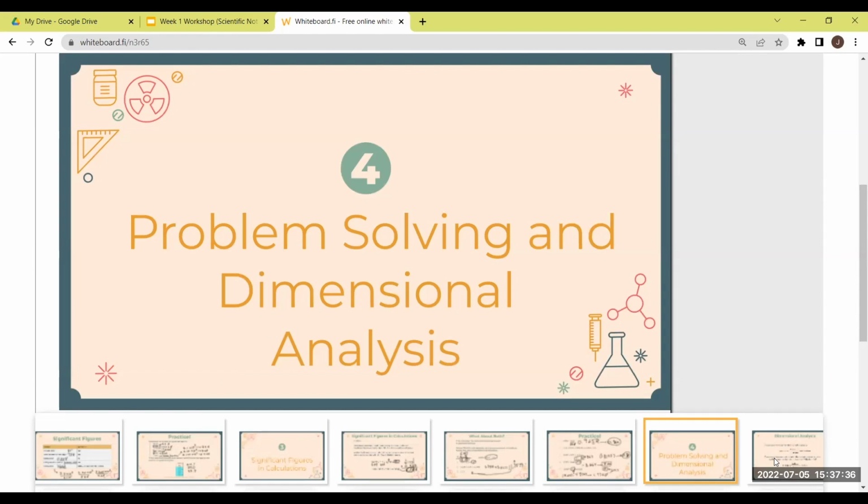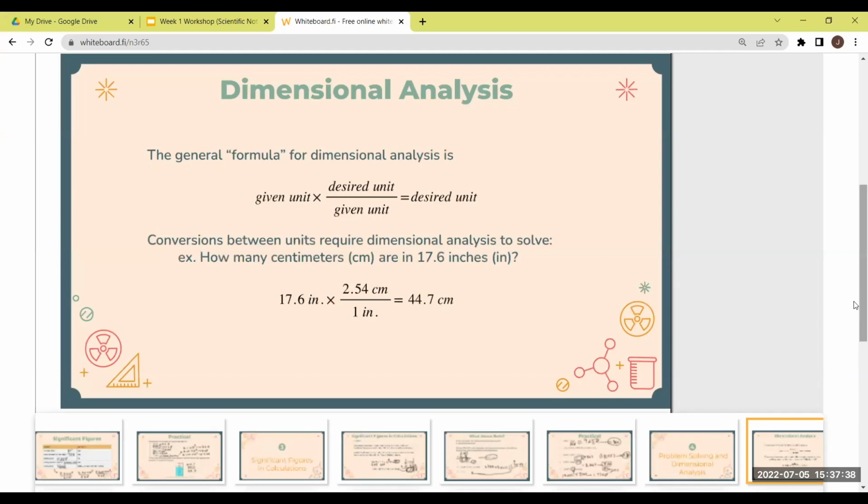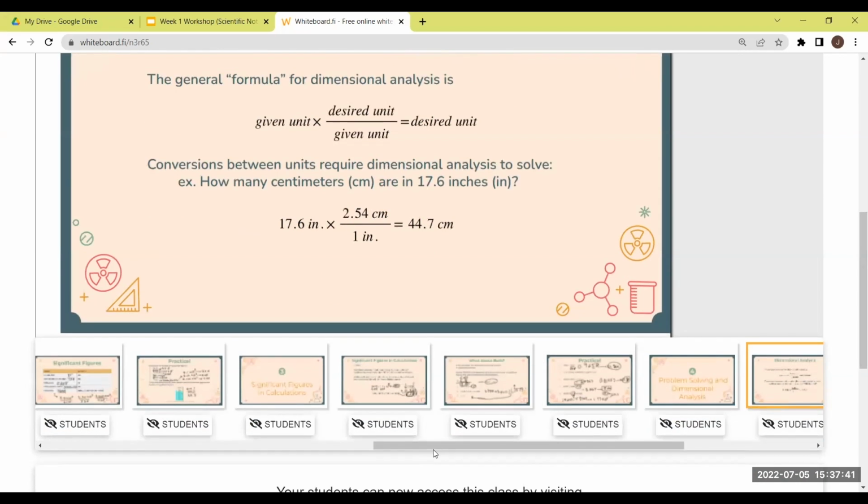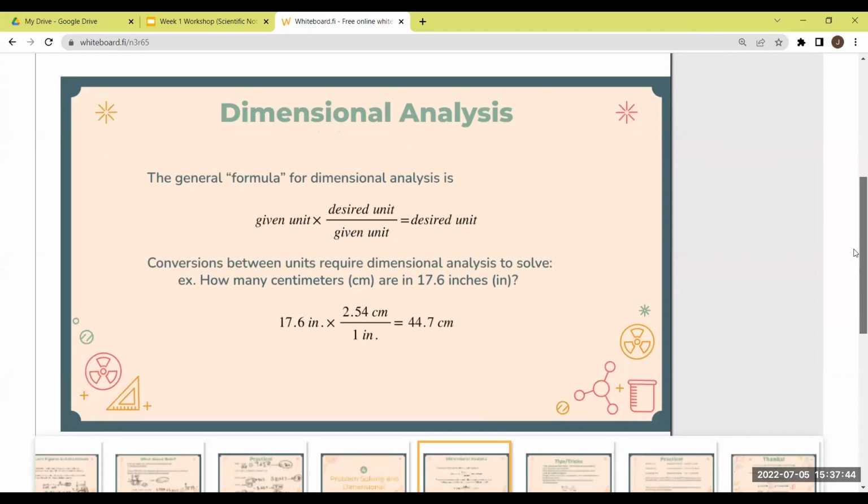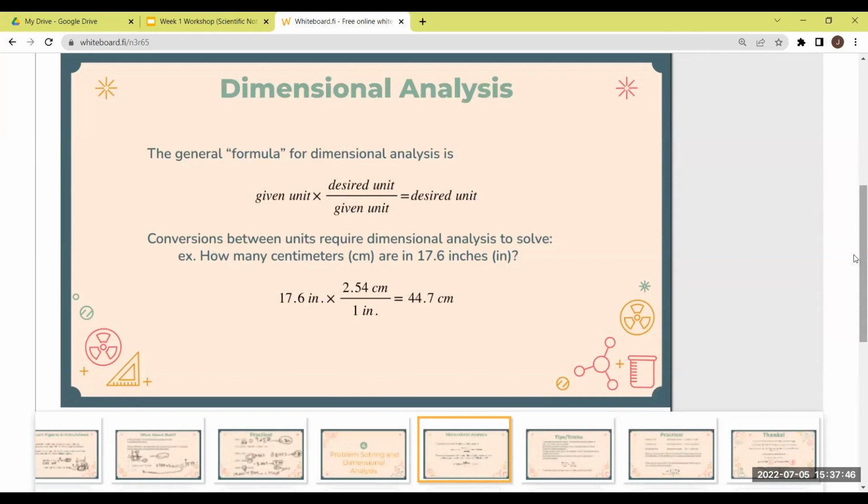Now moving on to the next section, we have problem solving and dimensional analysis. The general formula for dimensional analysis is just going to be the given unit times the desired unit over the given unit, and then ideally these units will cancel out, and then you are left with your desired unit. Conversions between units do require dimensional analysis to solve. This is going to be a skill that you're going to be using pretty much throughout all of chemistry.